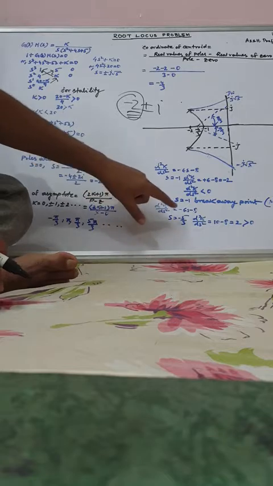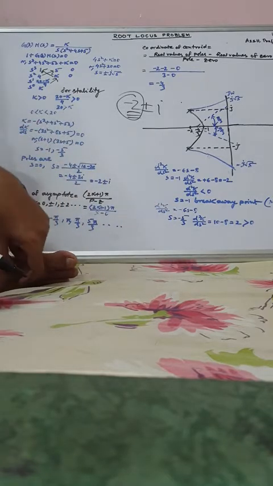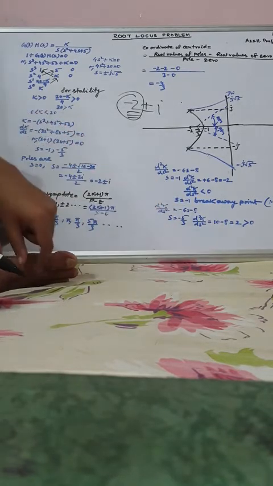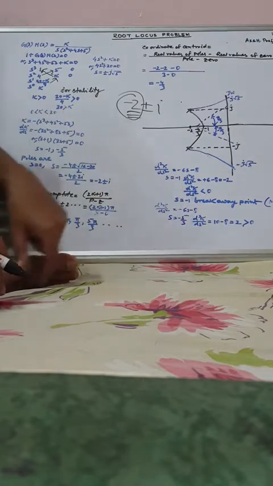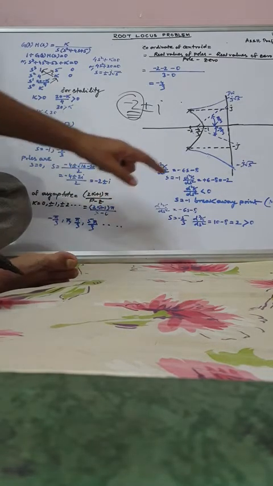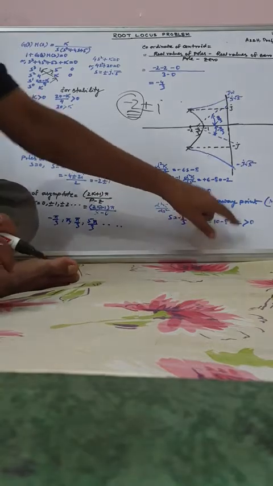Again, you put s equal to minus 5 by 3 in the equation minus 6s minus 8. So it will be 10 minus 8, which is 2. So d square K by ds square here is greater than 0.